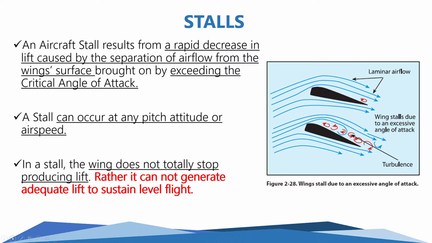So very simply, a stall is going to be a rapid decrease in lift caused by the separation of airflow from the wing's surface brought on by exceeding the critical angle of attack. Like you saw in the very beginning video, that GIF that I showed you guys with that wing in the air tunnel, you could see this is what we call the smooth laminar airflow. Basically, all of this air is pretty much, you can think of it as pretty close or glued to the very top portion of the wing.